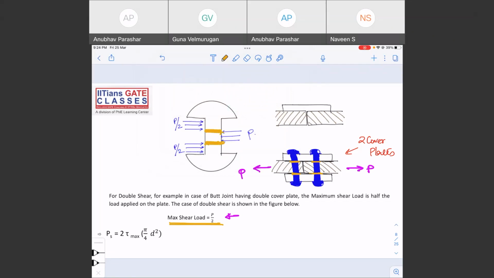Or you can simply say the cross sectional area has doubled up. So I can rewrite the formula as P/2 is equal to tau max π/4d², simply by cross multiplying. Total maximum shear load without failure is equal to 2 tau max π/4d².